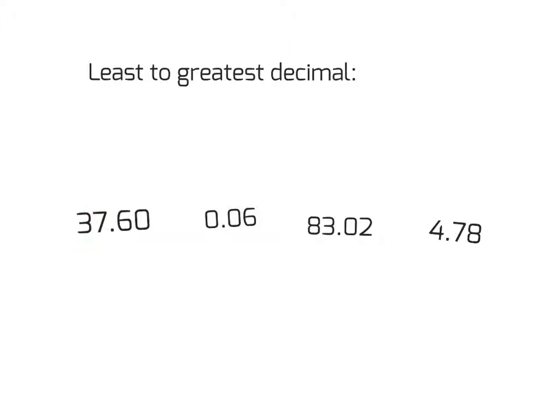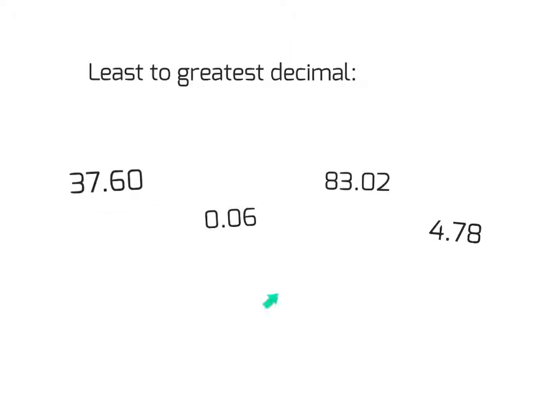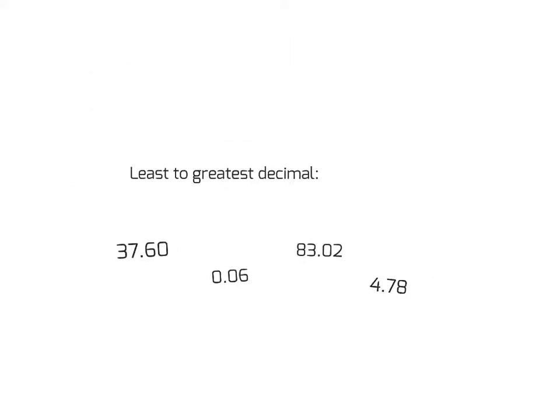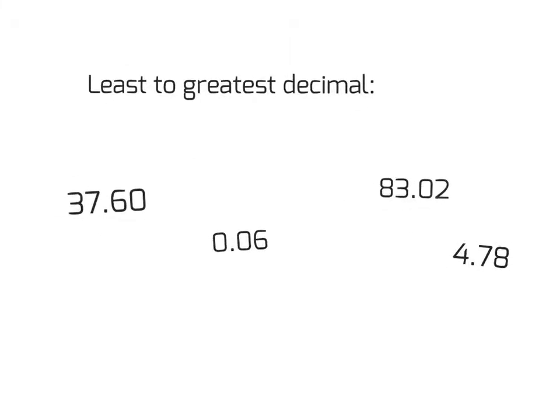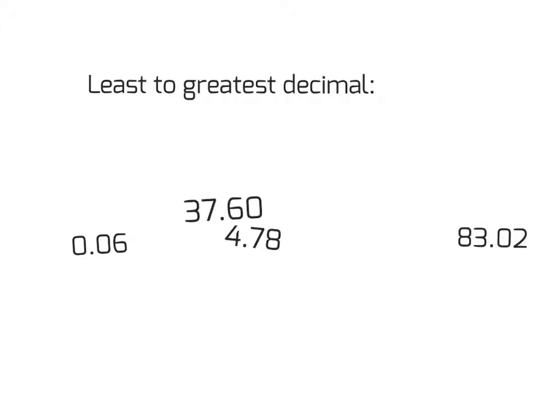So, let's look at the two biggest, 83.2 and 37.60. So, which one is bigger, 83 or 37? I believe that 83 is bigger, so we're just going to move that to the back because it is least to greatest, and 37 is next after it.